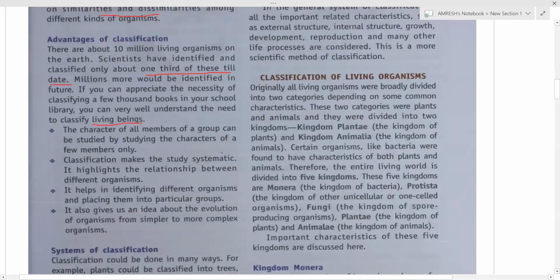Look at the first point. The character of all members of a group can be studied by studying the characters of a few members only. Suppose in a group there are 8 members. You need not study all these 8 members. You need to study only 1 or 2 members and you will get to know about each and every member, because all members are the same. No members have much difference among their characteristics.